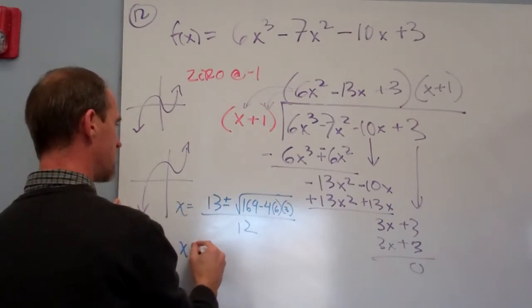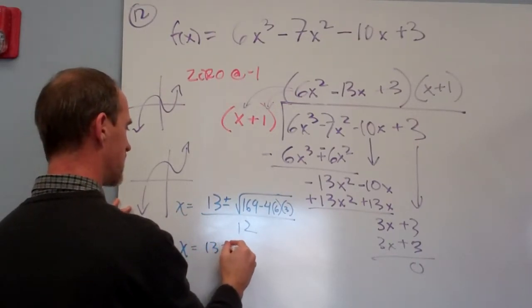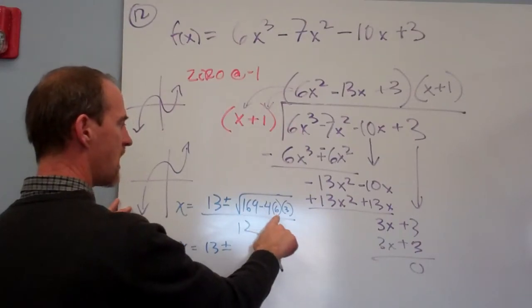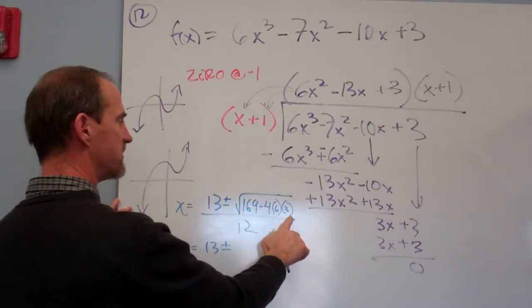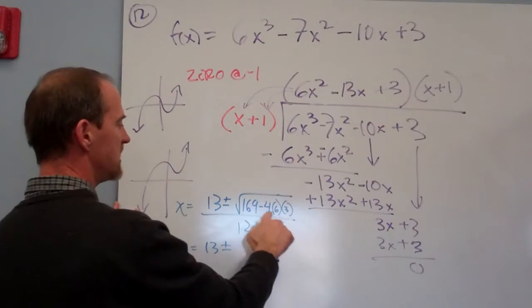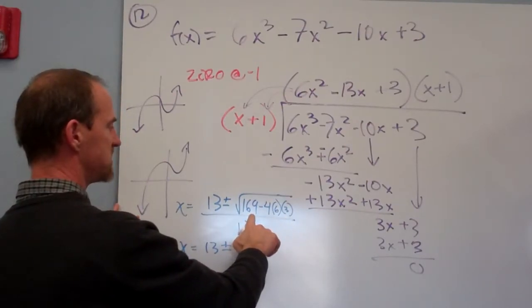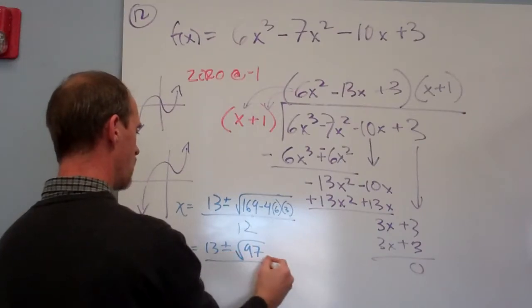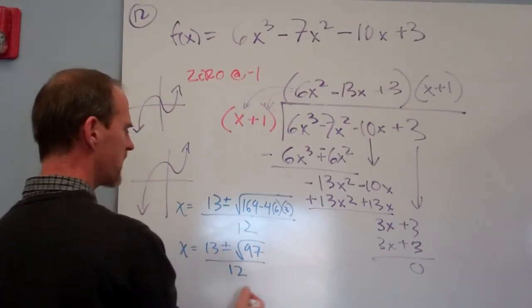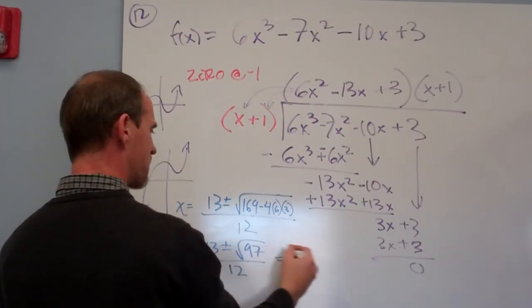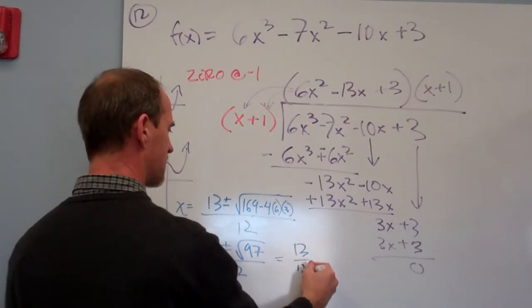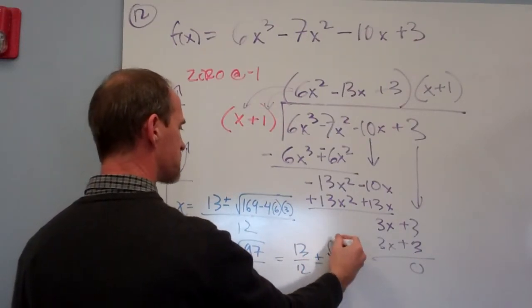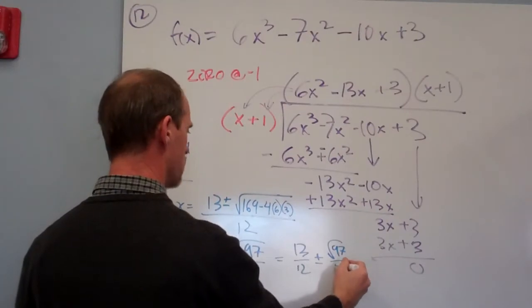Well, if I clean that up a little bit, it's going to be 13 plus or minus, that is 24 times 3 is 72. 72 taken away from 169 is 97, so radical 97 over 12. Okay, so it's going to be 13 twelfths plus or minus the square root of 97 over 12.